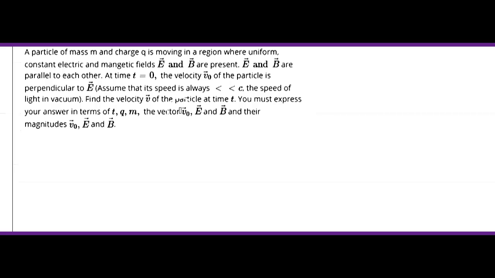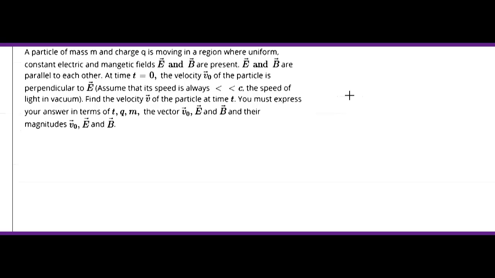Hello everyone, let us start with our question. In this question, what is given? A particle of mass m, charge q, is moving in a region where uniform electric and magnetic fields are given as E and B. Okay, these are present. Now E and B are parallel to each other. At t equals 0, velocity v naught of the particle is perpendicular to E, and we need to consider that speed is very less than c. Now find the velocity v of the particle at time t, and we must express our result in terms of t, q, m, vectors v naught, E, B, and the magnitudes v naught, E and B. Okay, now let us first of all draw our situation.